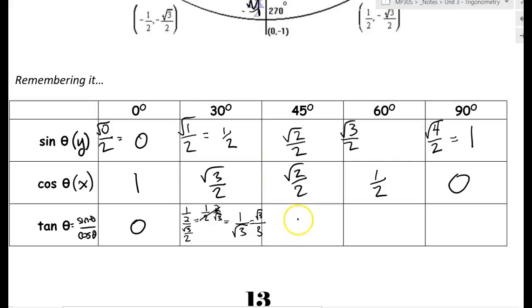Anything divided by itself is 1. This is the inverse of this, right? 60 is root 3 over 2 divided by a half, whereas this one is a half divided by root 3 over 2. So I'm going to flip this over. I'm going to use this particular value, because if we inverse 1 over root 3, we just get root 3. And finally, anything divided by 0 is not defined.